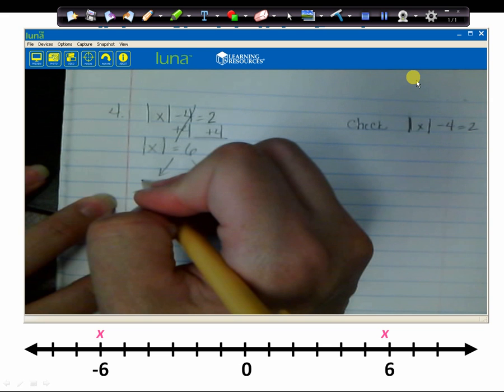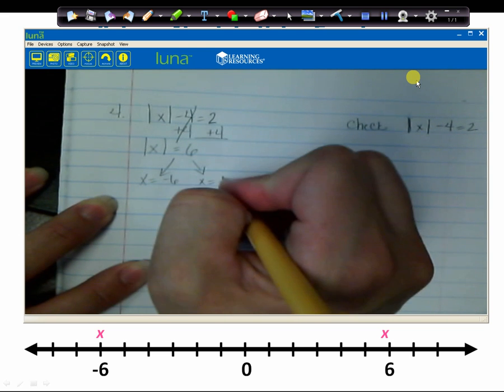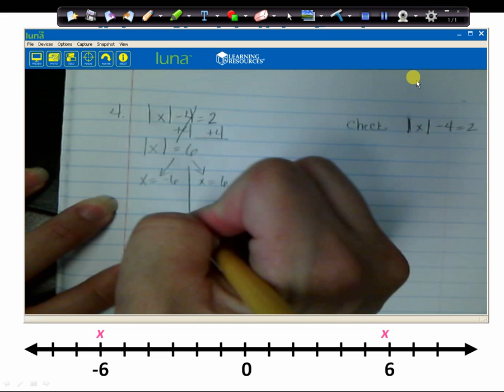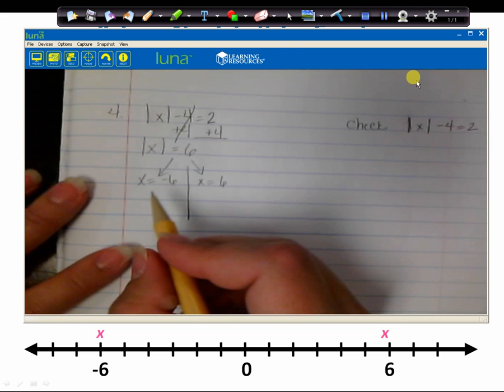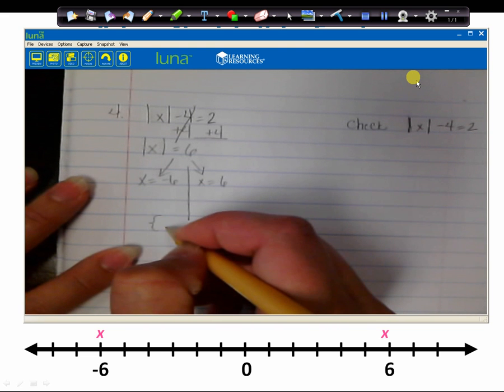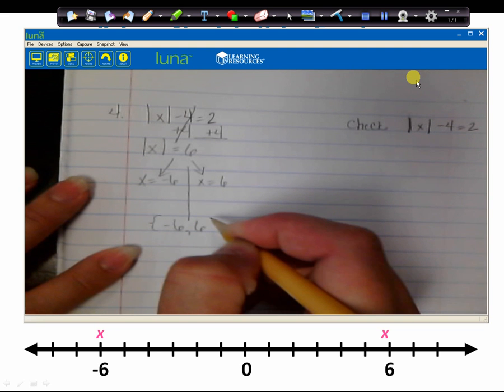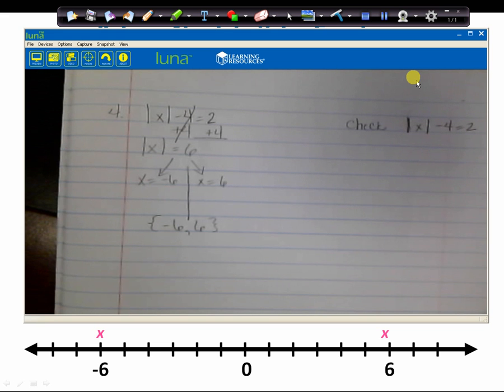And very simply, I have x equals negative 6, x equals positive 6. And that's all the work that I have to do there because x is by itself in those absolute value bars. So I have to write my answer in my squigglies, or my braces, as negative 6, comma 6. Again, I'm writing those from least to greatest, and I'm just doing the best I can on drawing those squigglies.